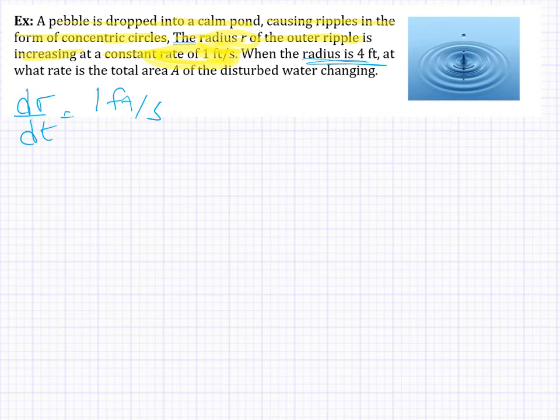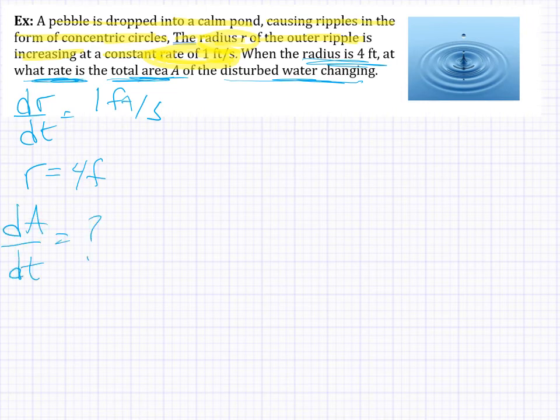When the radius is 4 feet, at what rate is the total area of the disturbed water changing? So what's the rate of the area? What's dA dt? Well, we would have to figure out, what are we talking about here? We're talking about circles, areas of circles here, okay? And the area of a circle formula would be pi r squared.